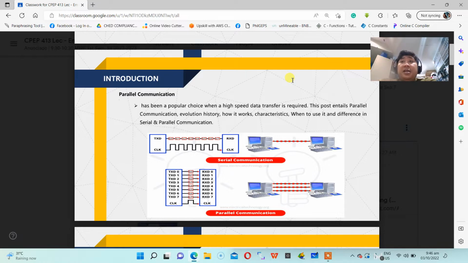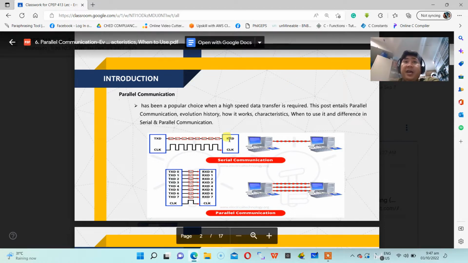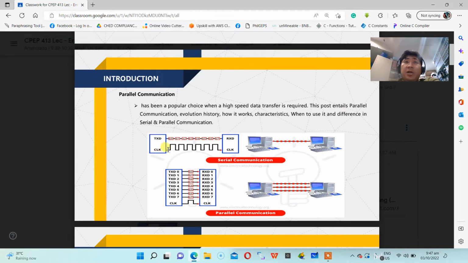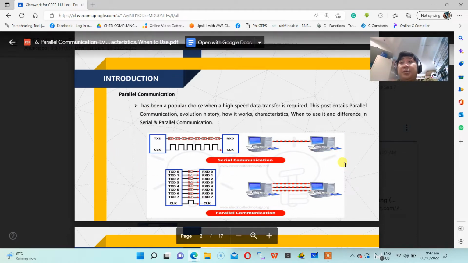serial and parallel communication. If you could see the figure below, the first one is about serial communication. So serial communication has RX and TX. TX means transmit and RX is at the receiving end. And this transmit depends on the clock cycle. So that's how we do our transmission of data karon, no? So we mostly use serial communications.